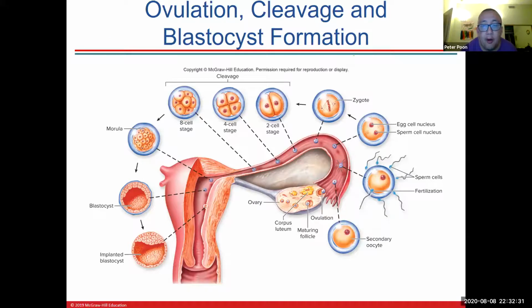Okay. So here, you have to implant at this stage right here. So it has to go through all of this dividing. There's some nutrients in the fluid, but there's not that much, so you're not growing very much. What you are doing is dividing.